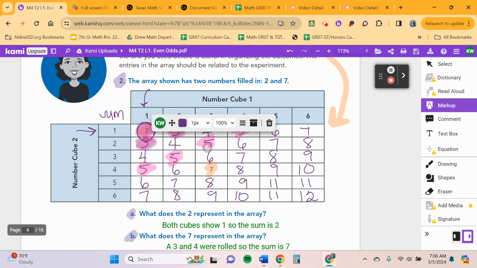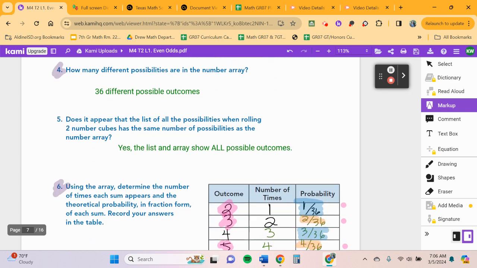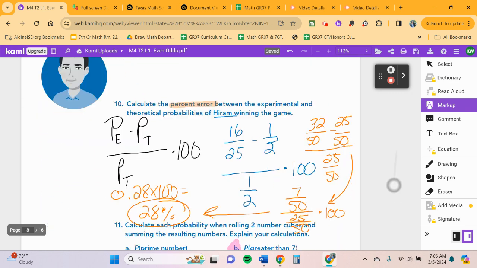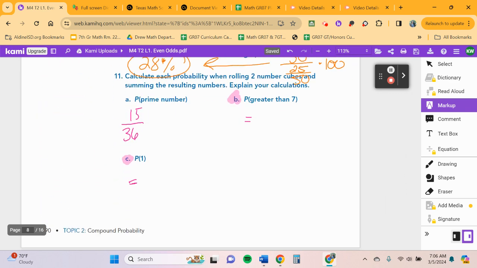That's just one way to also calculate that number. Okay, I'm going to pause this here. Set your timer for about 2 minutes max to knock out these probabilities for number 11. Pause here.